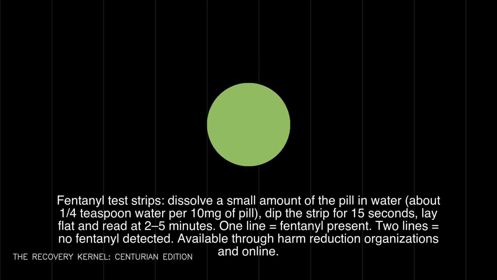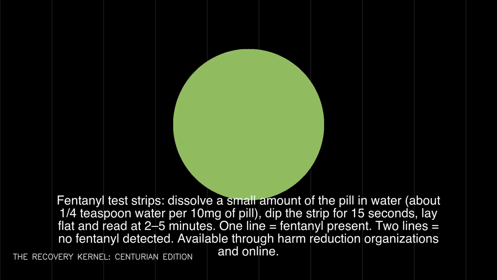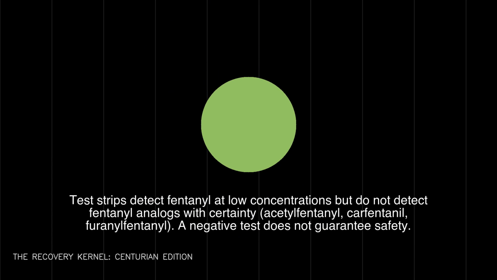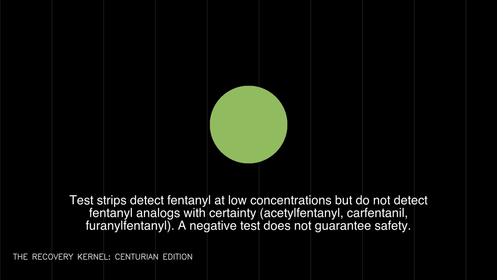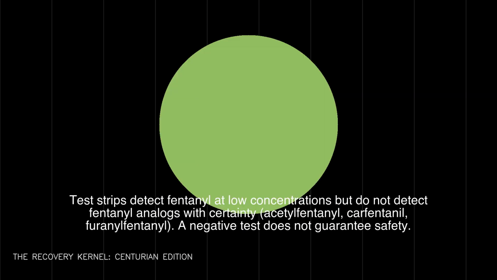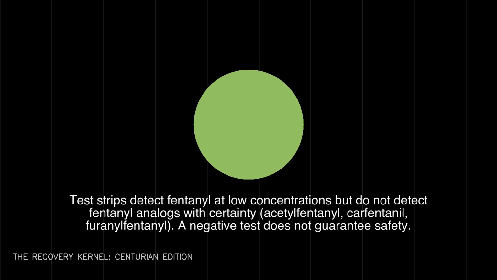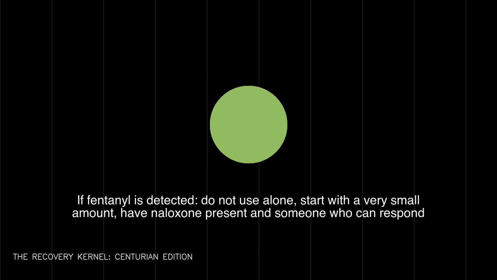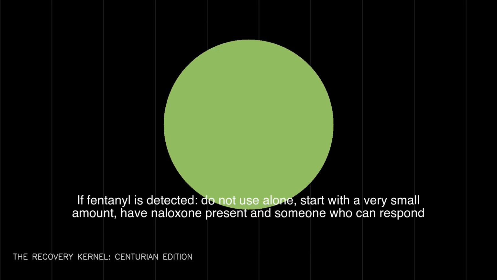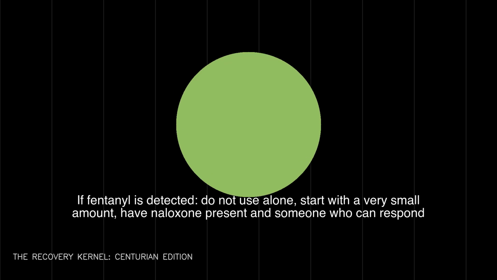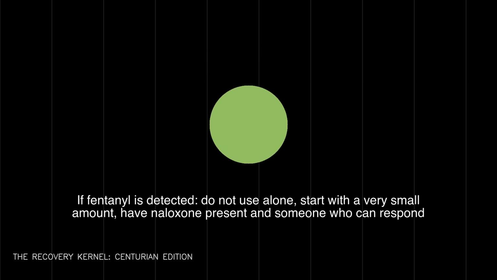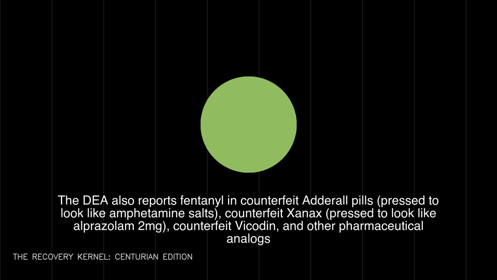Test strips detect fentanyl at low concentrations but do not detect fentanyl analogs with certainty: acetylfentanyl, carfentanil, furanylfentanyl. A negative test does not guarantee safety. If fentanyl is detected, do not use alone, start with a very small amount, have naloxone present and someone who can respond. The DEA also reports fentanyl in counterfeit Adderall pills, pressed to look like amphetamine salts, counterfeit Xanax, pressed to look like alprazolam 2 mg, counterfeit Vicodin, and other pharmaceutical analogs.